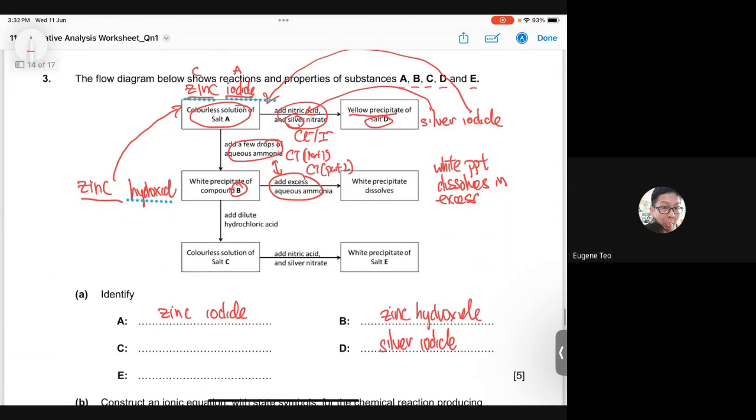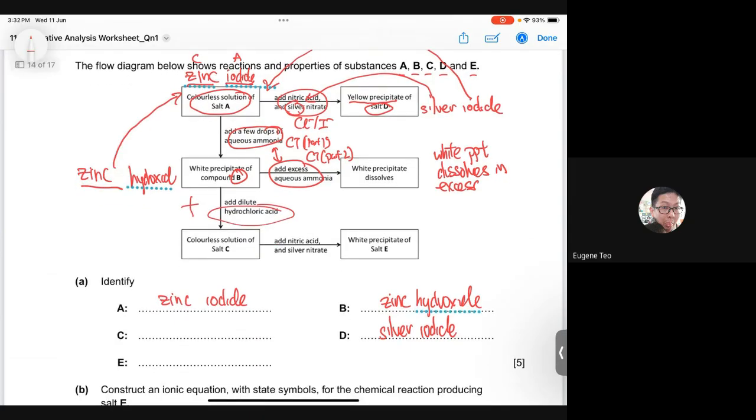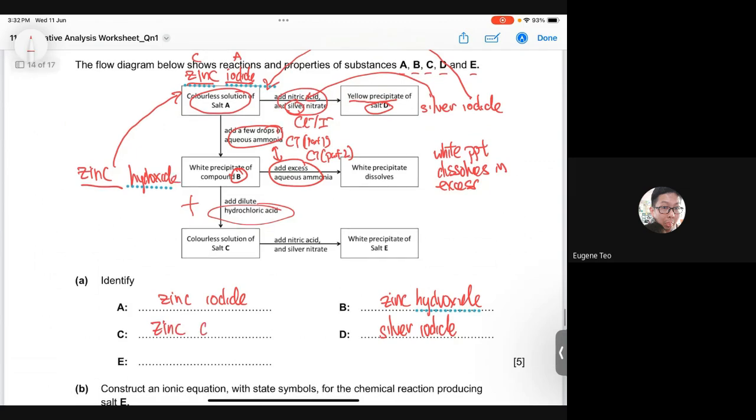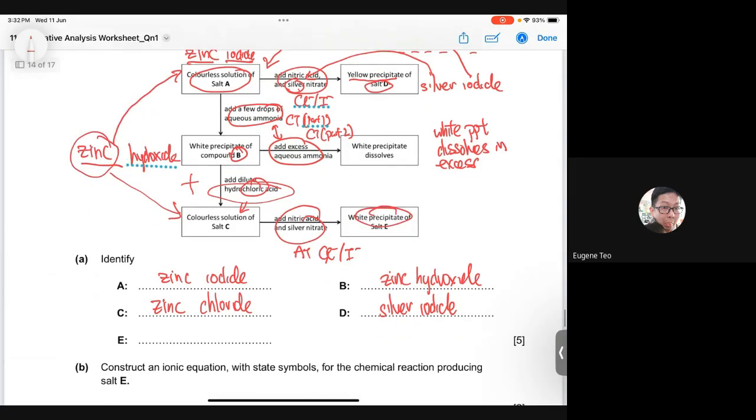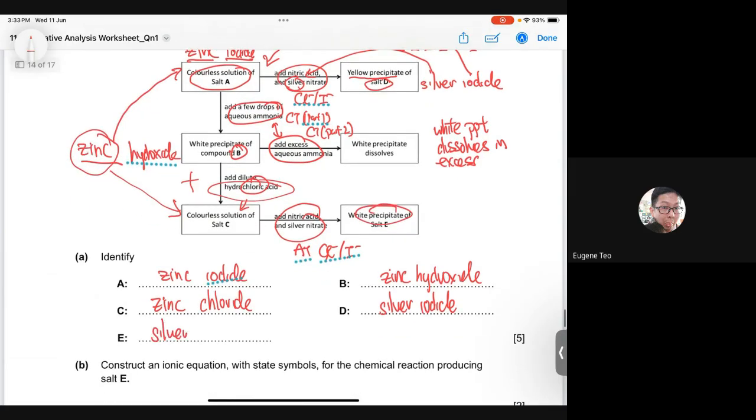Now, zinc hydroxide add dilute hydrochloric acid. If you know these two react together, I immediately will know my salt C already. Salt C will now be what? Zinc chloride. All right, zinc chloride. Because zinc hydroxide plus hydrochloric acid, your salt formed will be zinc chloride. So the zinc from the alkali, the chloride from the acid, gives you your salt C. Now, once again, you realize this one is an anion test for chloride or iodide. Chloride, iodide, white precipitate formed. This white precipitate will be silver chloride.